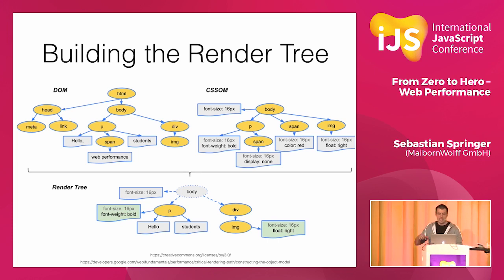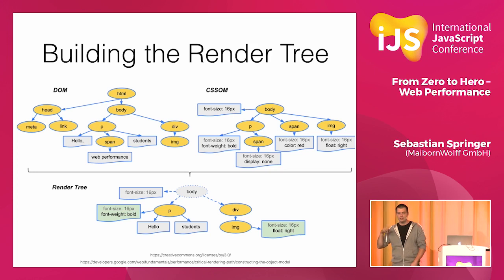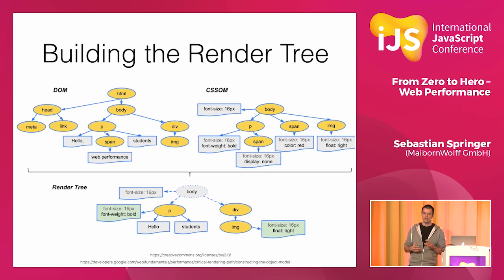Okay, any questions on that process? That's pretty basic, but very important. You have to understand that there is a whole lot of things to do for our browsers before something is shown to the user. So two tree structures are merged together into another tree structure, which is displayed. How can we increase the performance on that?